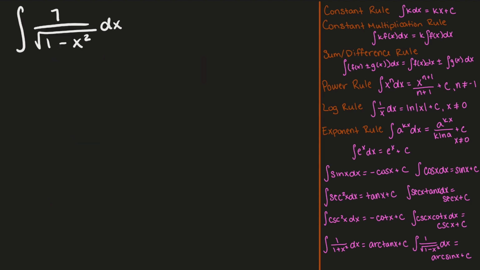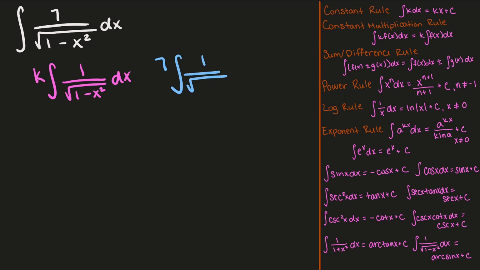Now we have the integral of 7 over the square root of 1 minus x squared dx. So again, we have our constant multiplication rule. This helps us because we can rewrite this as 7 times the integral of 1 over the square root of 1 minus x squared dx. And that means that we can identify what integral this actually is.